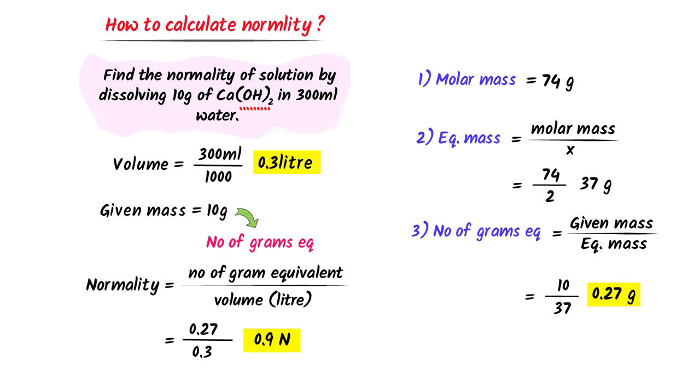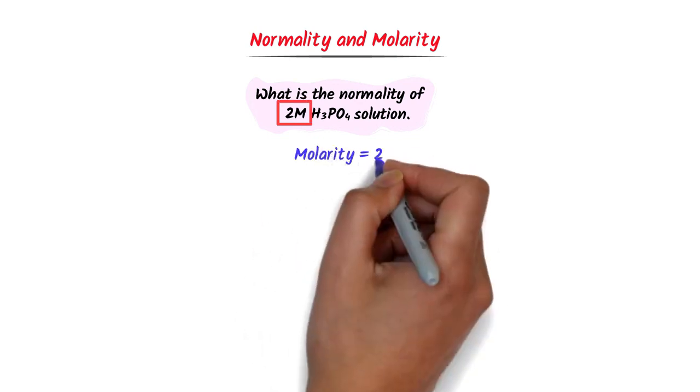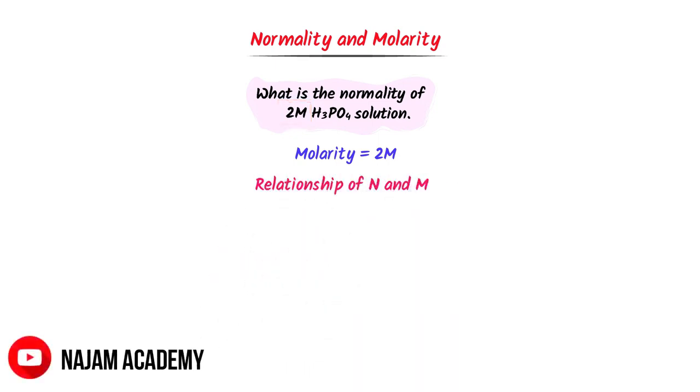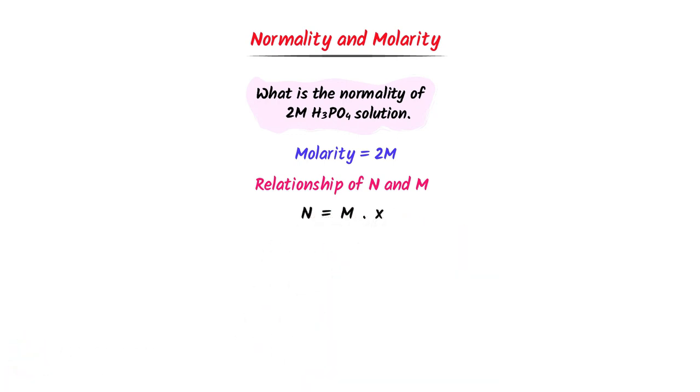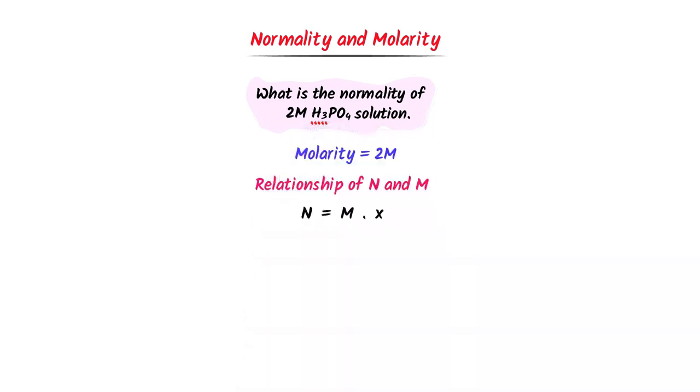Now let me teach you one important concept of normality and molarity which is usually asked in MCQs. What is the normality of 2M H3PO4 solution? Well, this 2M means that the molarity of H3PO4 is 2 moles per liter or just 2M. Now the relationship between normality and molarity is N is equal to M into X. We know that there are 3 hydrogen ions present in H3PO4, so the value of X is 3.